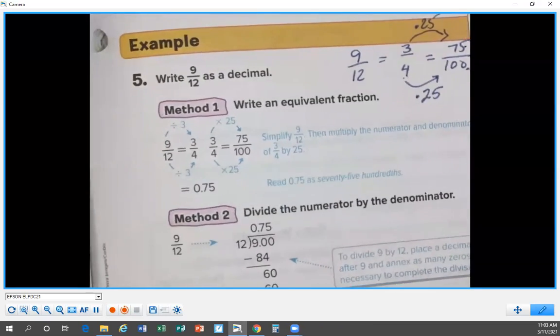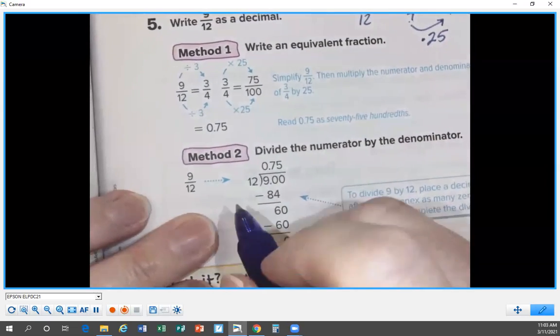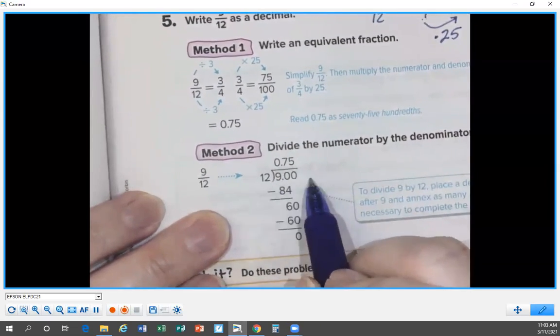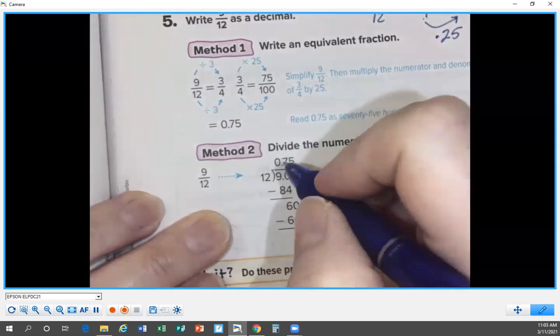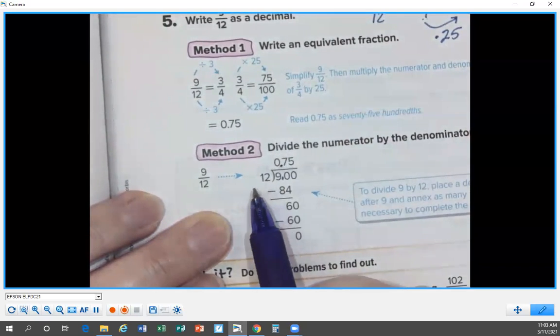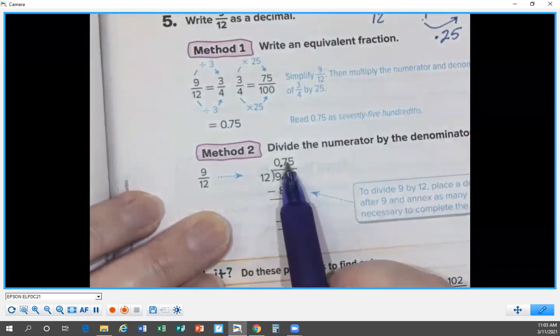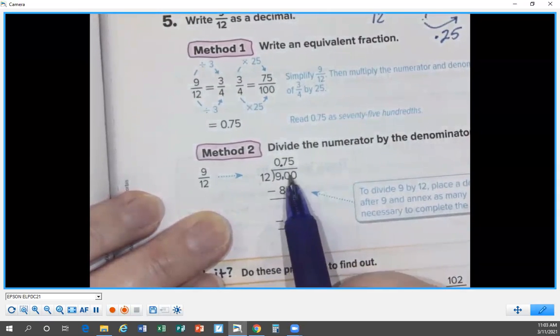Okay, the second method is use long division. So 9/12ths, 9 divided by 12, and we can see the long division. Does 12 go into 9? No. So above the 9, I write a 0, and I bring my decimal straight up. Bring the decimal straight up. Does 12 go into 90? Yes, 7 times. 7 times 12 is 84, and then we subtract.